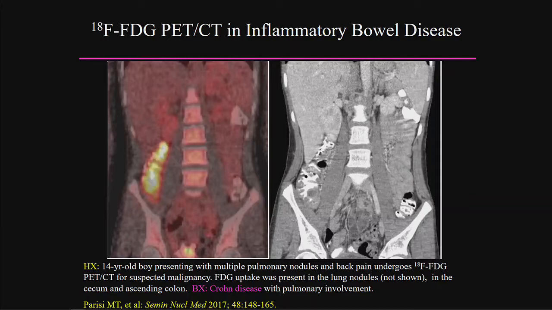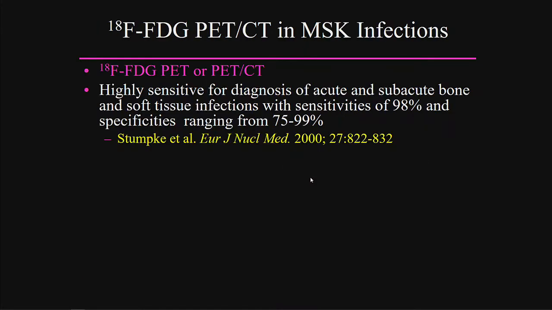And we had recently this very unusual case of a 14-year-old presenting with multiple pulmonary nodules and back pain who underwent FDG PET for a suspected malignancy. And FDG uptake was present in the lung nodules and in the cecum and in the ascending colon, and you can see diffuse bowel wall thickening. This patient had Crohn's disease with rare pulmonary involvement.